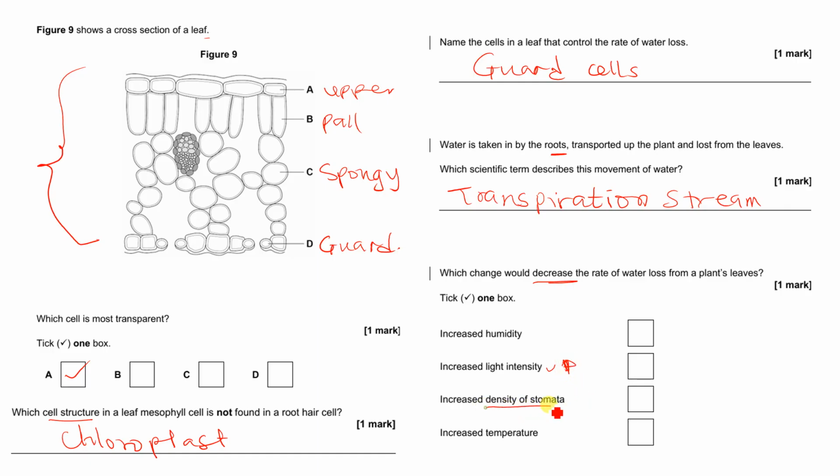Increase in the number of stomata will also increase the rate of water loss. Increase in temperature increases the rate of water loss, but increase in humidity will decrease it, because humidity is the amount of water in the atmosphere. So if the amount of water in the atmosphere is high, water will not be able to diffuse out of the leaf because it cannot move from low concentration to high concentration. So the answer should be increase in humidity.